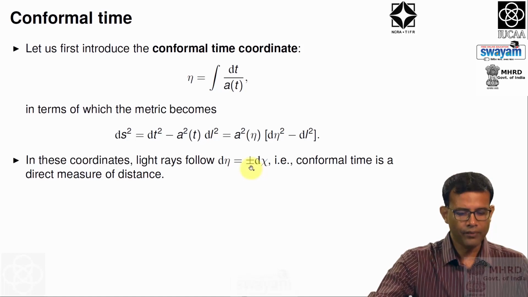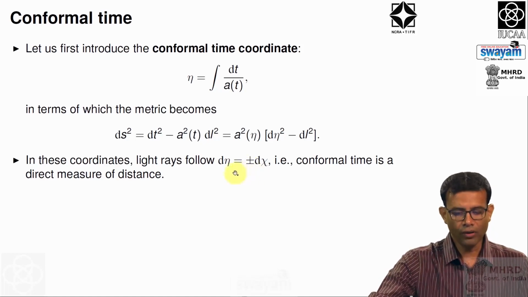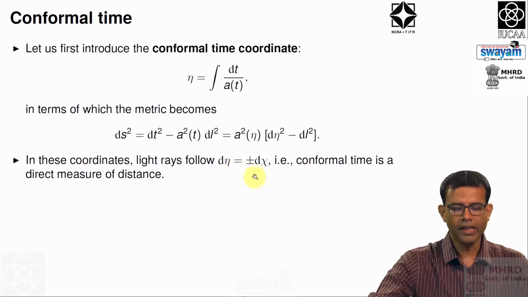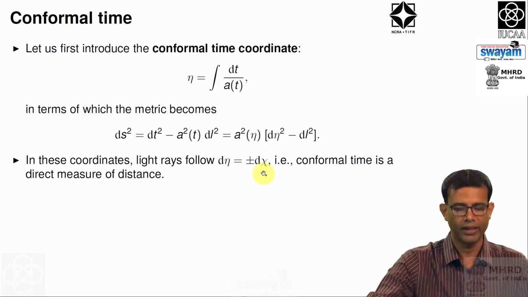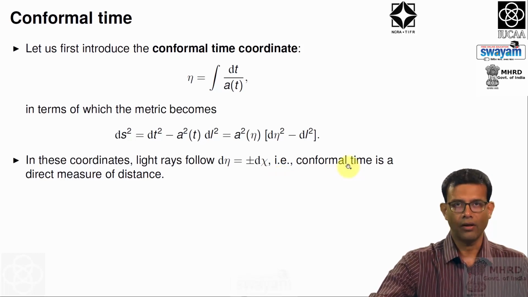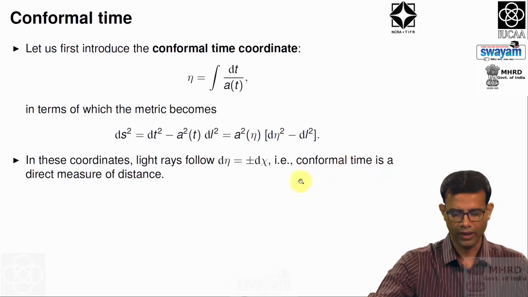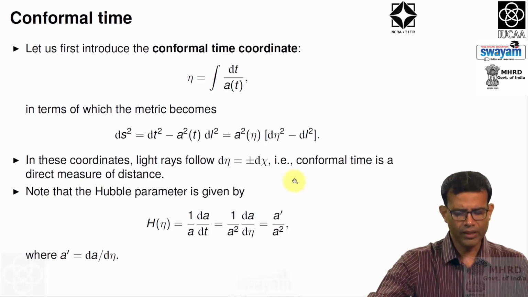For example, in this case the radial light rays will follow the trajectory given by d eta equal to plus or minus d chi, where remember chi was the radial coordinate which we have been working with so far. So, in this sense the conformal time is a direct measure of radial distance to an object, a galaxy or whatever you can think of. Some of the expressions for various parameters would change.